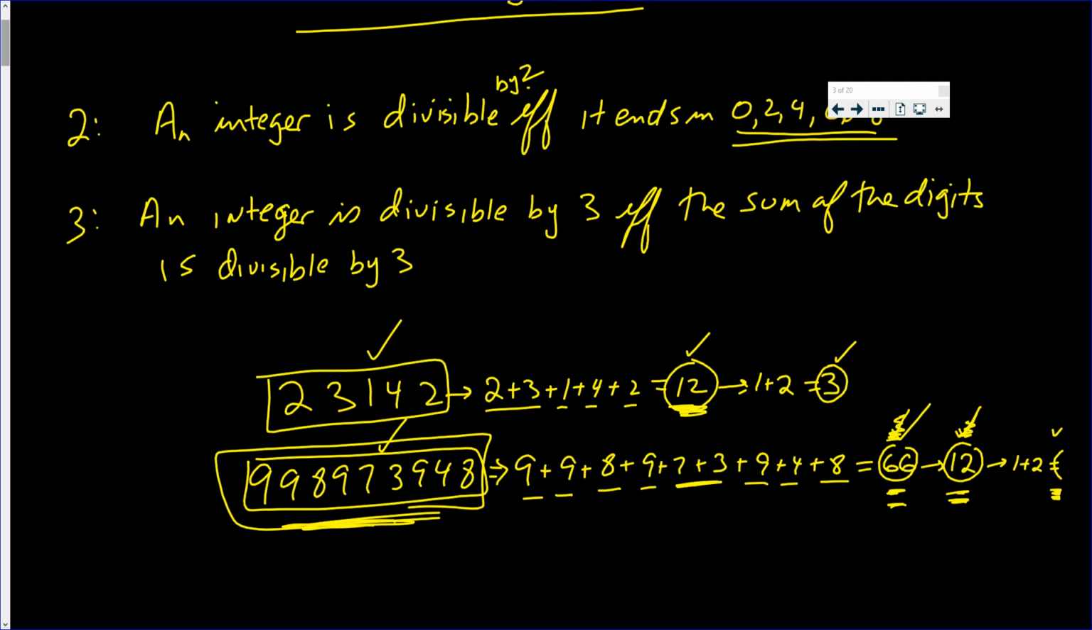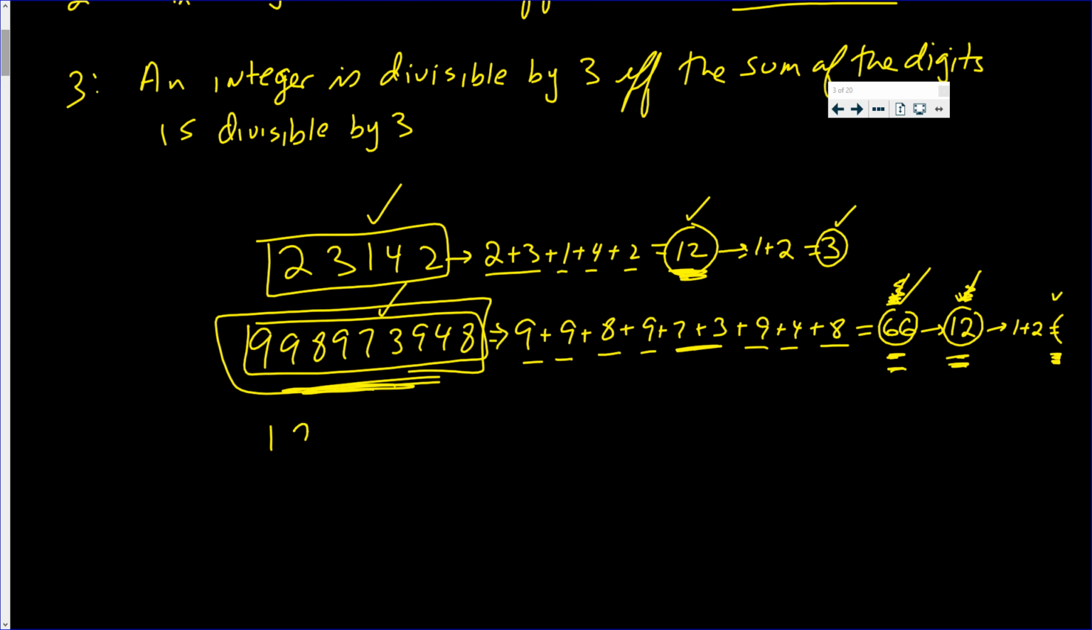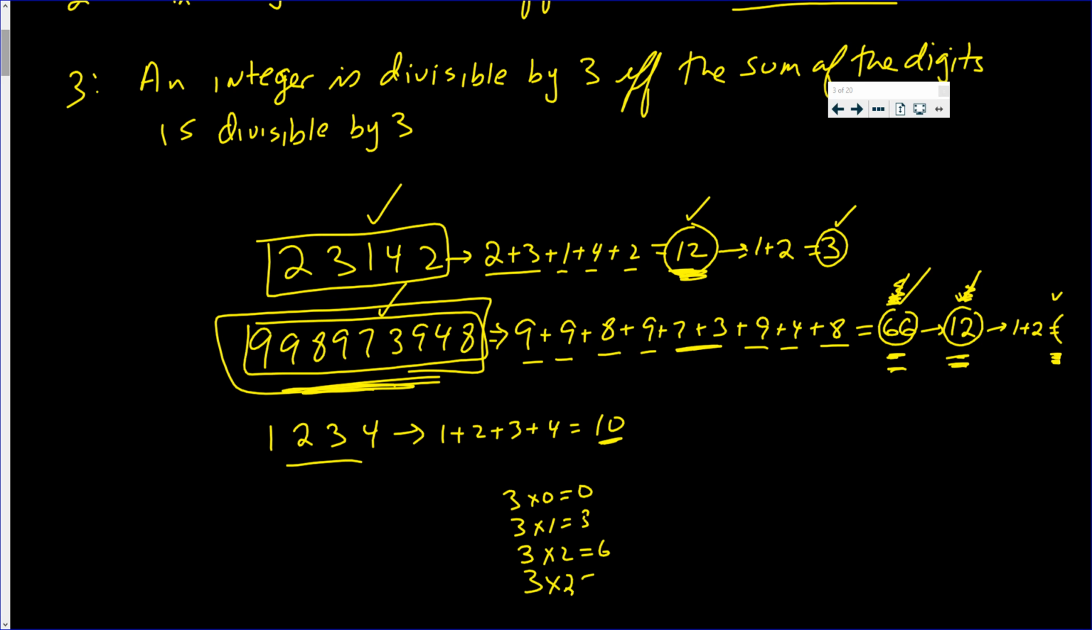Now, how about if you have 1, 2, 3, 4? Well, if you add up those digits, you get 10. Now, this is not divisible by 3, so this number is not divisible by 3. After all, 3 times 0 is 0, 3 times 1 is 3, 3 times 2 is 6, 3 times 3 is 9, and then 3 times 4 goes right past 10.